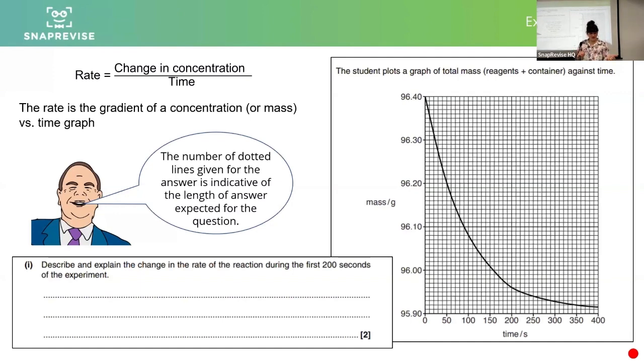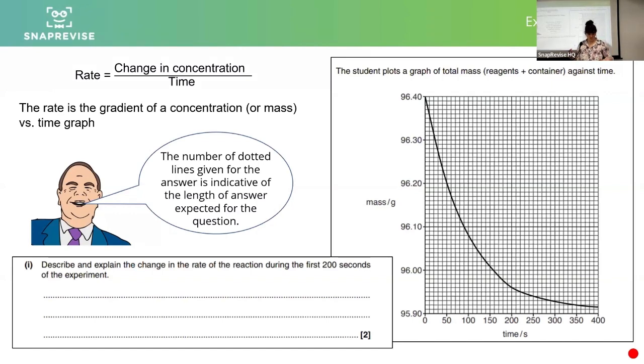Just as another exam tip, the number of dotted lines you're given gives you an idea of how long the answer needs to be. So if you've been given more than one dotted line, it probably needs to be a sentence. Here we've been given 3 dotted lines, so we're probably thinking a decent sentence. Probably don't need 2 though, so just a single decent sentence.